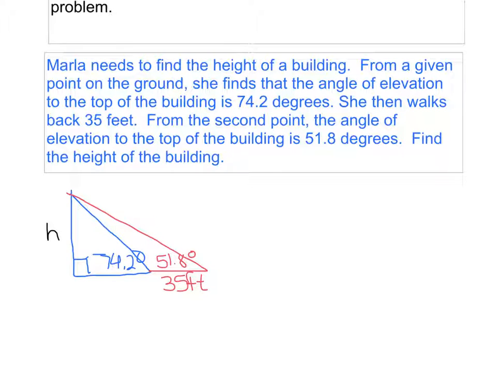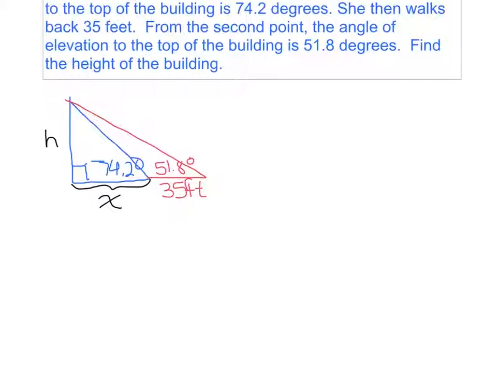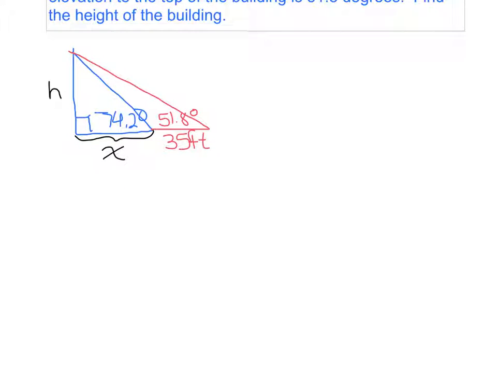And we don't know what this length is here, her original point from the building. So we're going to call that x. Now from this point, we're going to make up two equations that deal with both the blue inside triangle and the red triangle. We're going to set them equal to each other by solving for one of our variables, h in particular, and then we're going to solve from there.